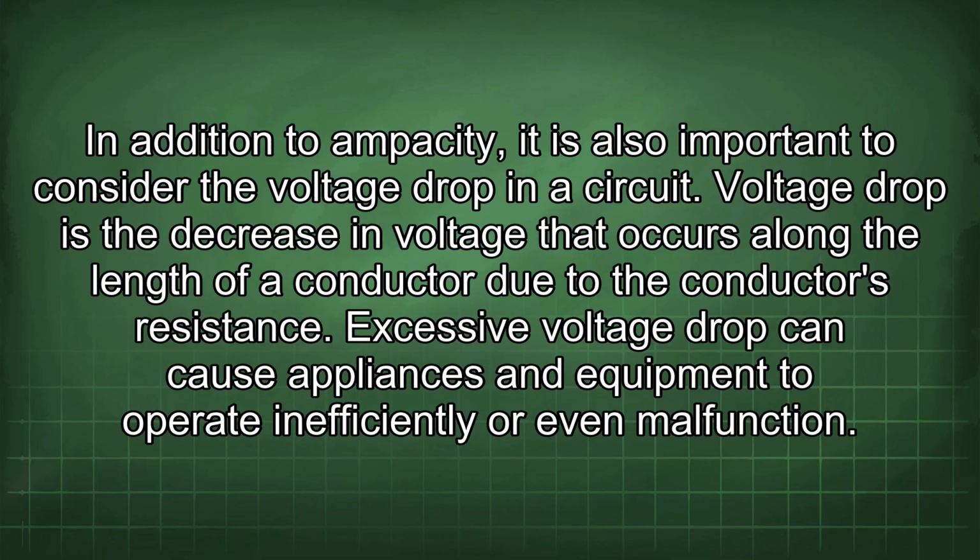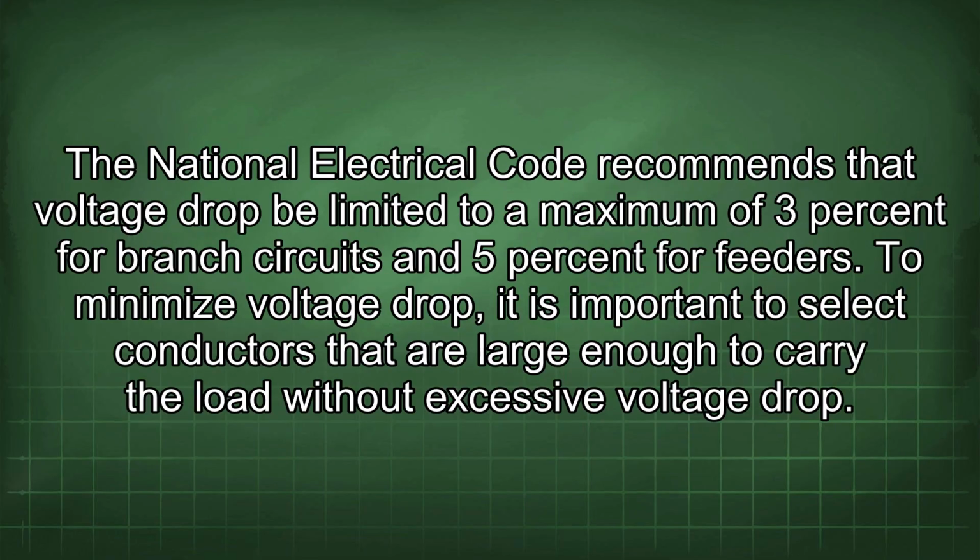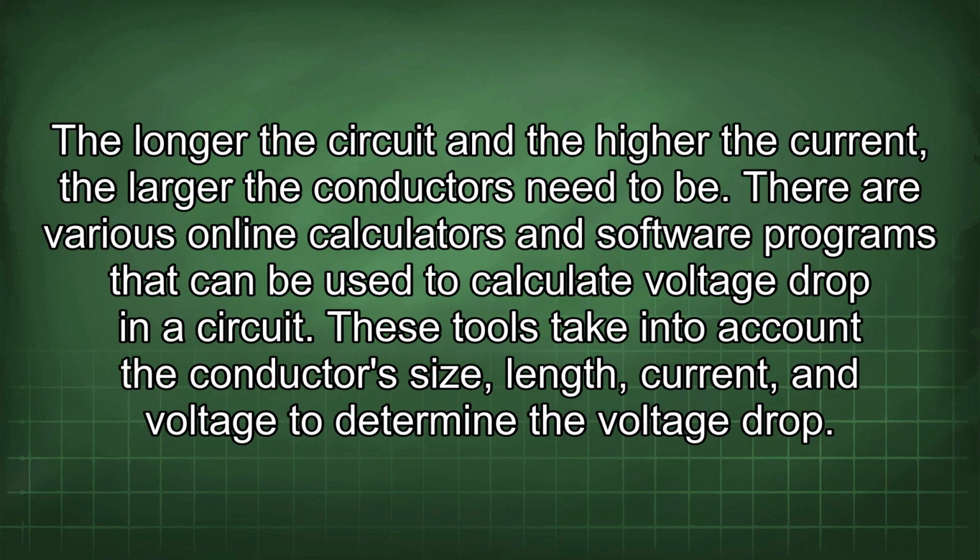In addition to ampacity, it is also important to consider the voltage drop in a circuit. Voltage drop is the decrease in voltage that occurs along the length of a conductor due to the conductor's resistance. Excessive voltage drop can cause appliances and equipment to operate inefficiently or even malfunction. The National Electrical Code recommends that voltage drop be limited to a maximum of 3% for branch circuits and 5% for feeders. To minimize voltage drop, it is important to select conductors that are large enough to carry the load without excessive voltage drop. The longer the circuit and the higher the current, the larger the conductors need to be.